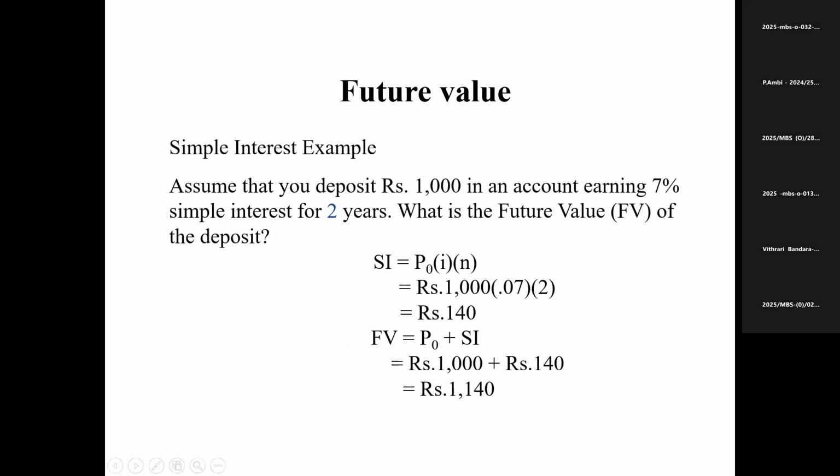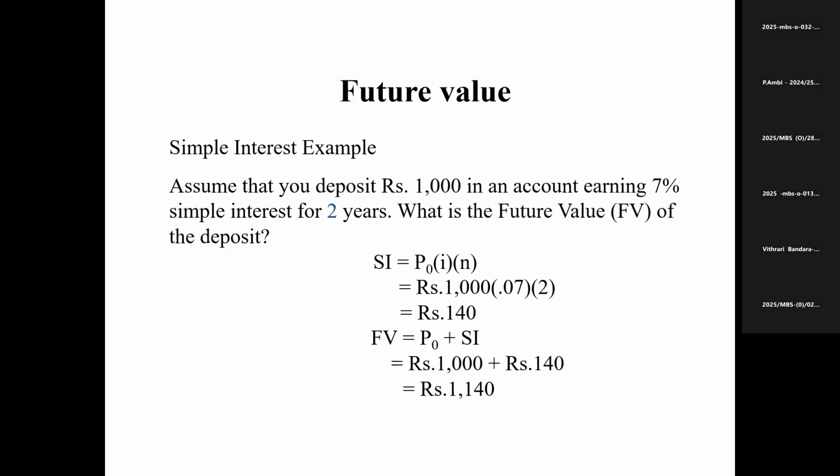Here you can see the simple interest calculation equation: simple interest is principal multiplied by interest rate multiplied by time period. This is 1,000 rupees principal, and the annual rate of interest is 0.07, for 2 years, so 140. You can take this future value interest factor from the table also.